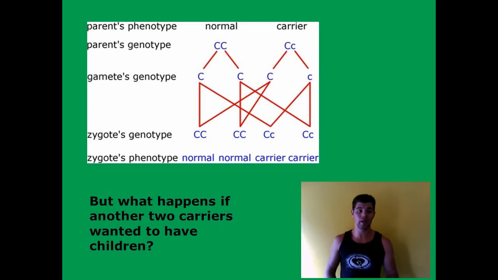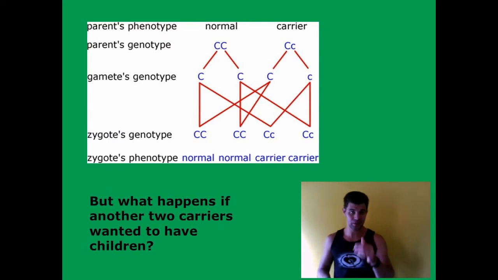Okay? So what happens if a carrier and a normal person want to have children? What are the chances of a child having the disease? So this is a graph that allows you to determine the chances of any feature being inherited when it's based on two different genes. Let's have a look at the parents' phenotype here. The phenotype, like I said, is how something is expressed. The phenotype is how it actually occurs in your body.